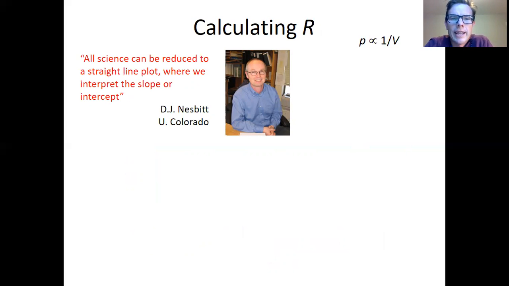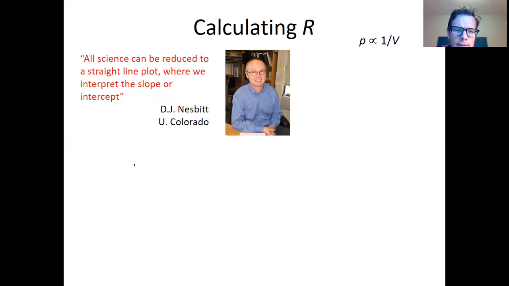And what David used to say is that all science can be reduced to a straight line plot where we interpret the slope or intercept. We want to make everything a straight line plot where we interpret the slope or intercept. Dr. Nesbitt is a friend of Dr. Yokoyama, so if you know Kazu, you can ask him about David Nesbitt.